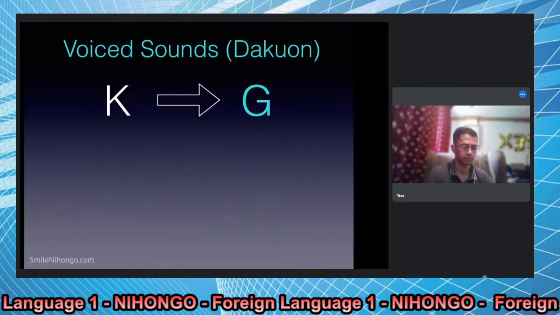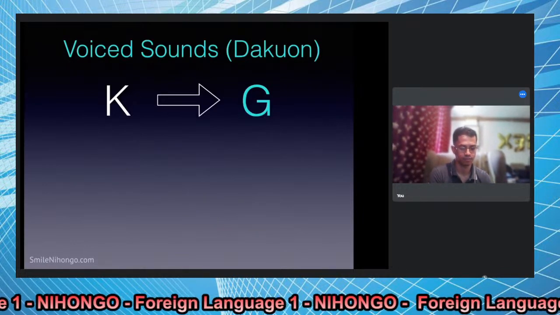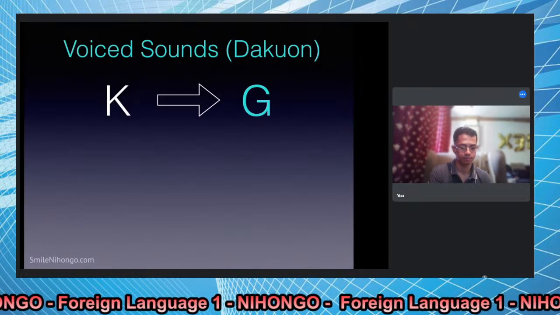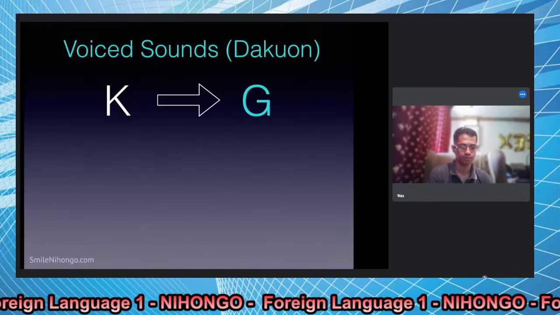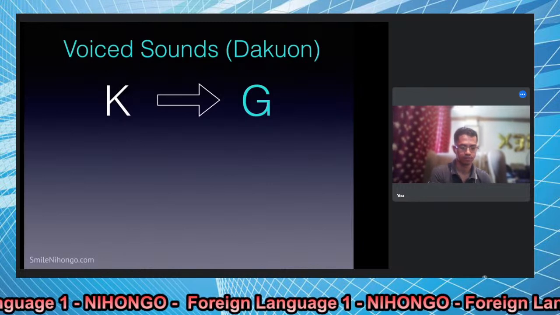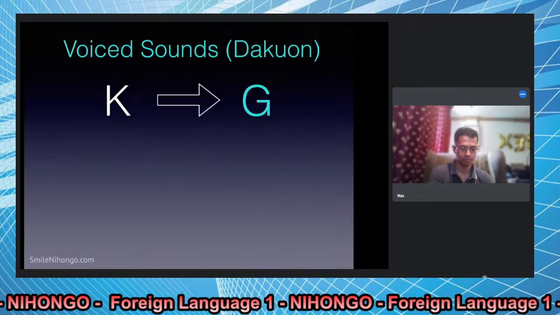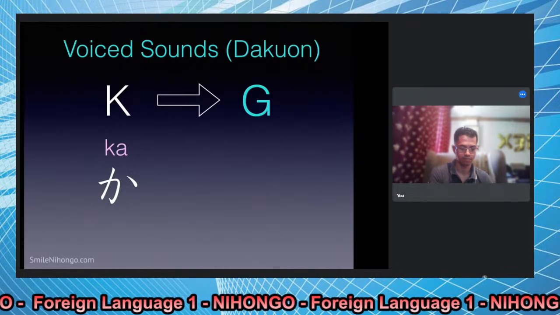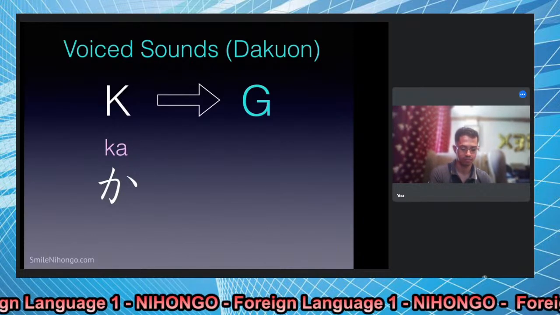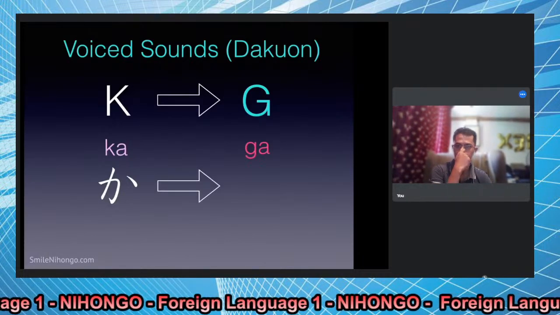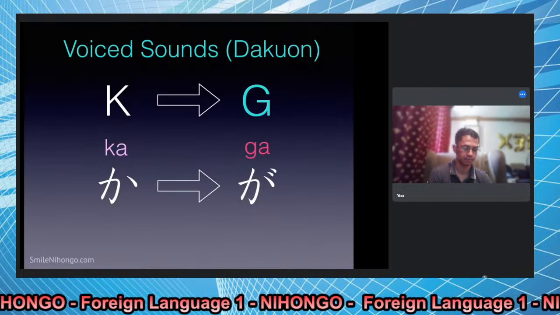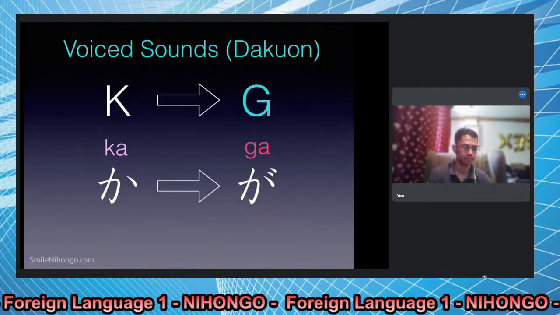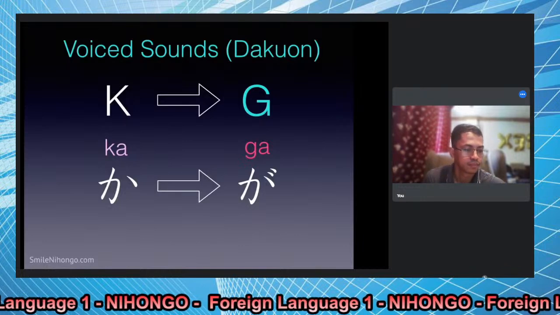So for instance, to spell the G sounds, we actually use the letters in the consonant K group, which are kakikukeko. Let me show you the example. So this is ka in Hiragana, right? And this is ga in Hiragana. See, they look almost identical. But what's the difference?